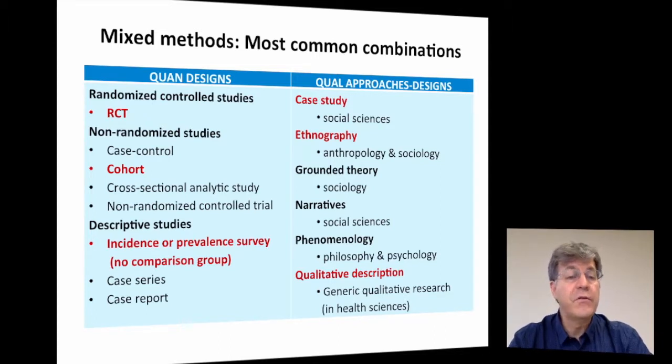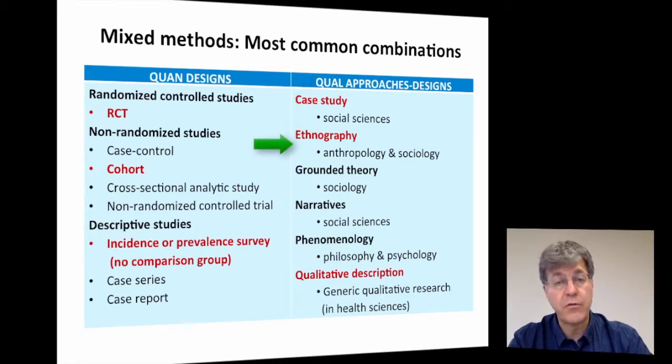So you have a list, which is not an exhaustive list, of qualitative and quantitative methods. On your left, quantitative methods: randomized trials, non-randomized studies, descriptive studies. On your right, qualitative research methods: case studies, ethnographies, value theory, etc. And in red, I highlighted the ones that are most commonly combined together. So for example, it will be a randomized controlled trial with an ethnography.